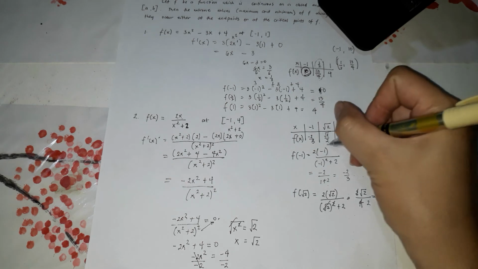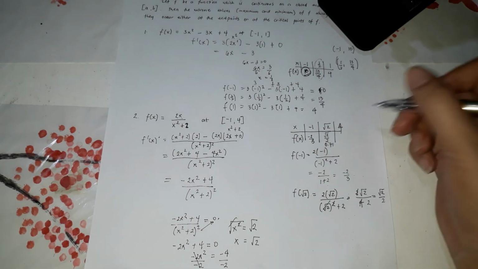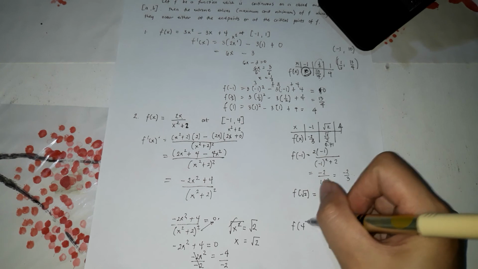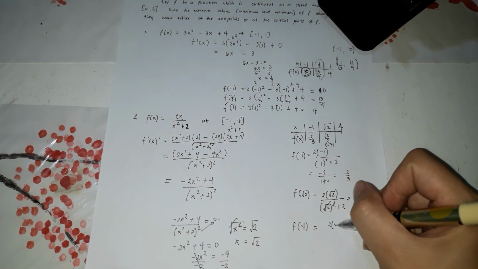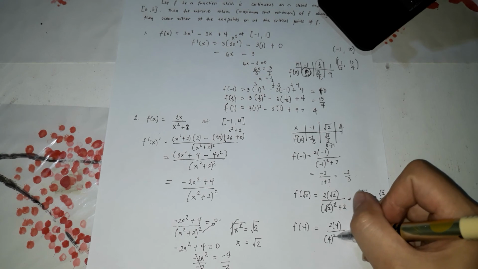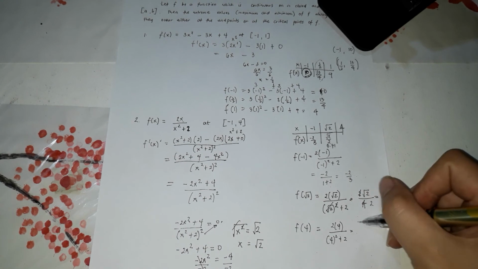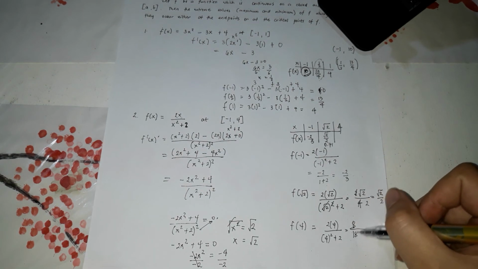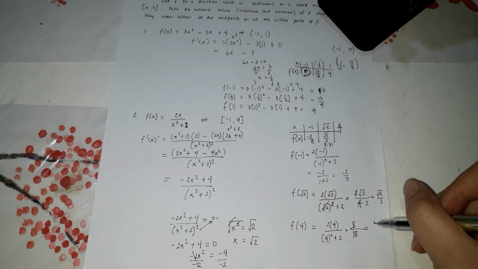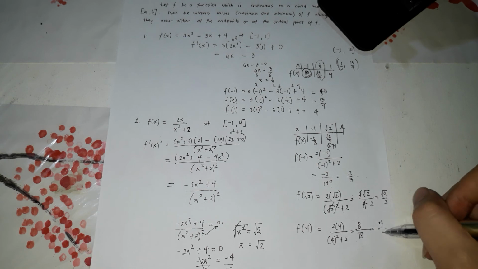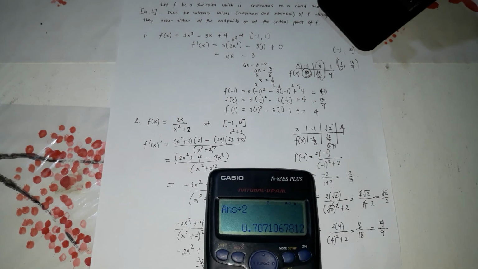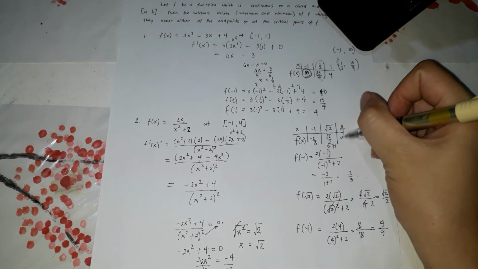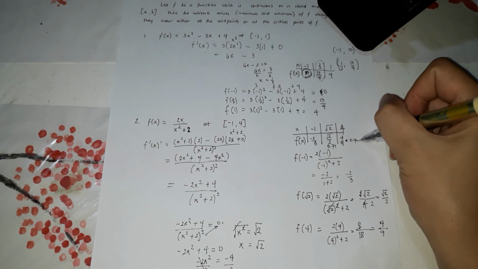So 0.71. For 4, the f of 4 is equal to 2 times 4 over 4 squared plus 2, which is equal to 8 over 16 plus 2, that's 18, which is equal to 4 over 9. So let's check what 4 over 9 is. 4 divided by 9, that's 0.44. So 4 over 9 or 0.44.